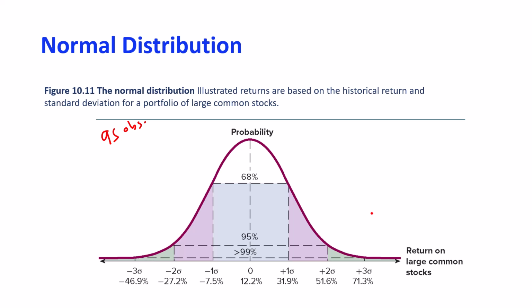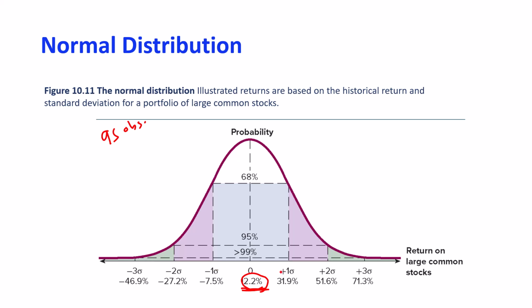More importantly, all we need to construct this bell curve, this normal distribution, is the average return. So here we're looking at the returns based on the historical returns and the standard deviation of the large company stock. The mean is the average return for the large company stocks, and the standard deviation is the standard deviation of large company stocks. All you need to basically form this normal distribution is the mean and the standard deviation.